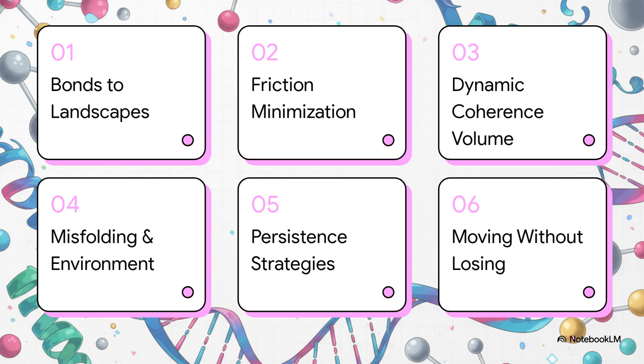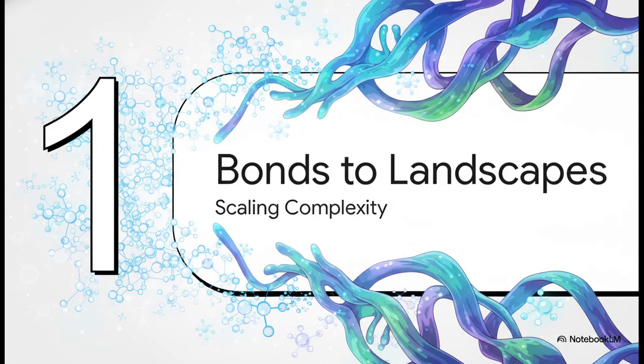Here's our roadmap for today. We'll go from local bonds to landscapes, see why folding is really friction minimization, explore the dynamic coherence volume, look at misfolding in the active environment, break down biological strategies for persistence, and finally, look at moving without losing itself. All right, let's kick things off with Section 1, from local bonds to landscapes.